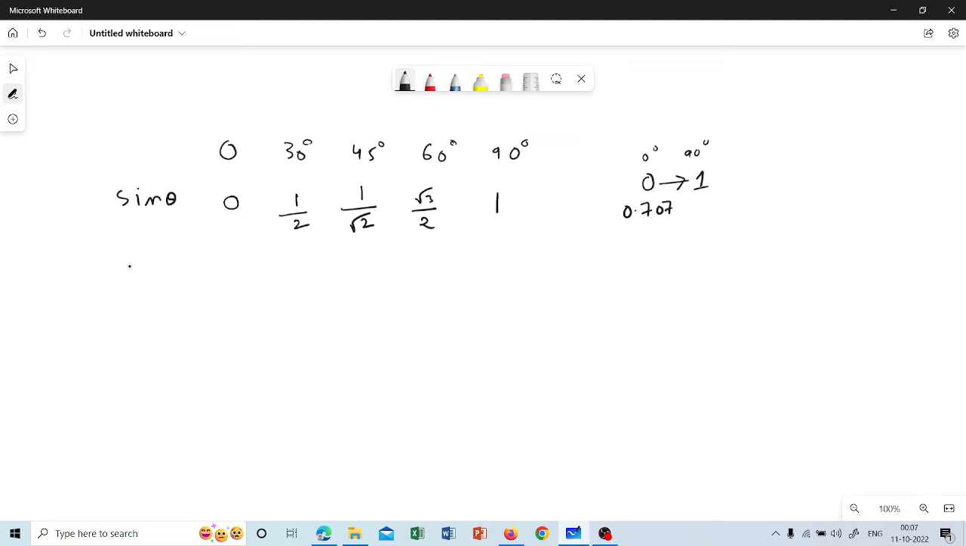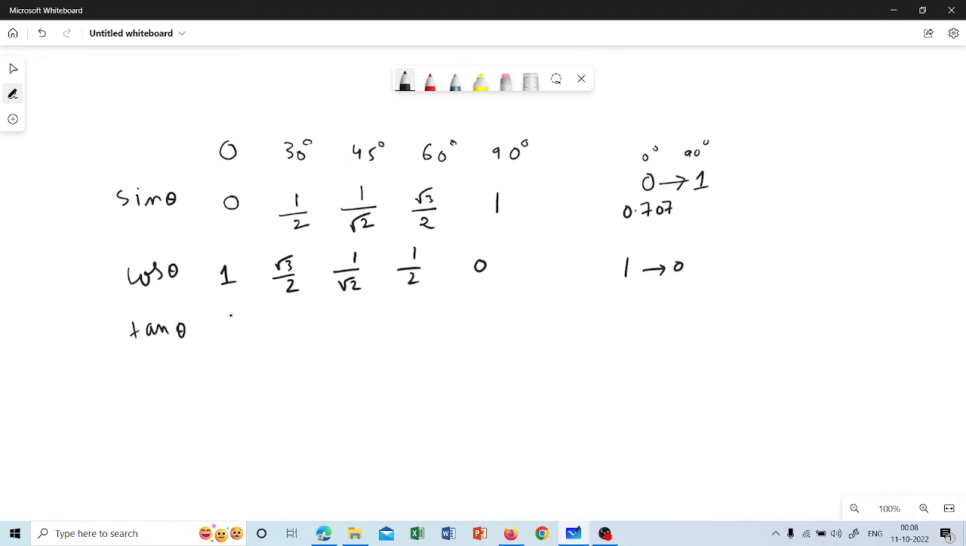So now cos theta, just reverse it. Write like this: 1, root 3 by 2, 1 by root 2, 1 by 2, 0. So cos theta will vary from 1 to 0. It will reduce. Between 0 and 90 degrees, the cos value will be highest at 0 degrees. So at 0 degrees it is 1 and then it reduces to 0.